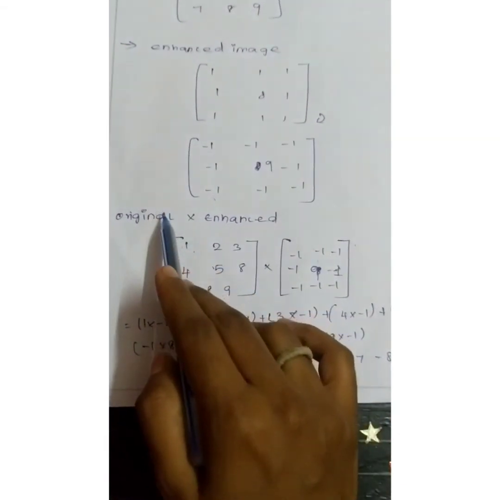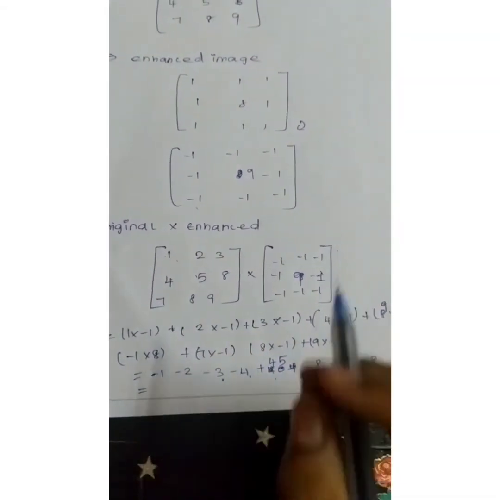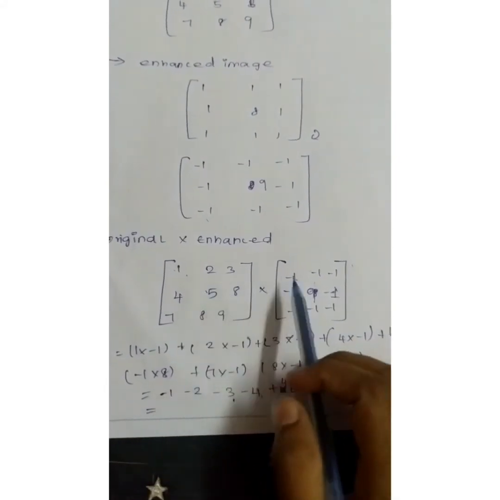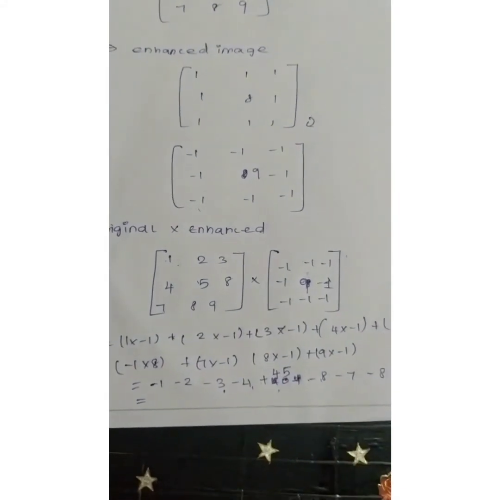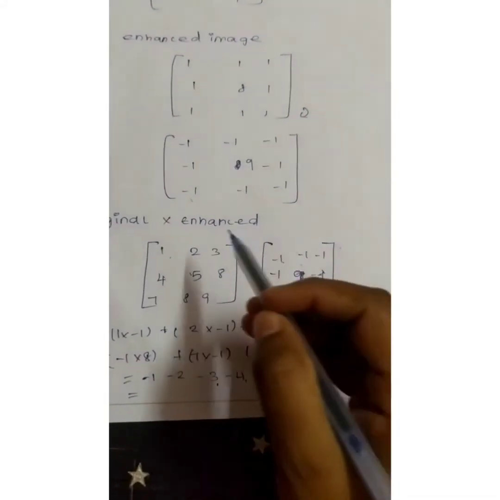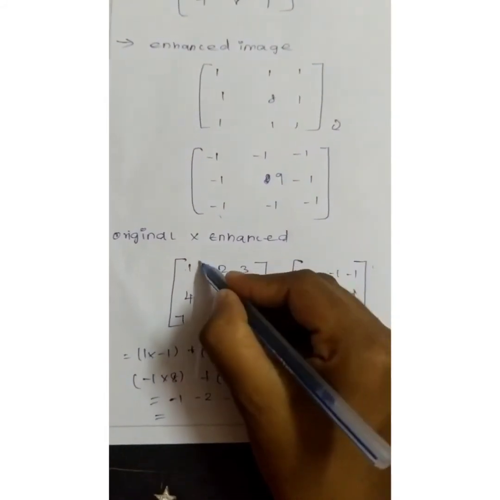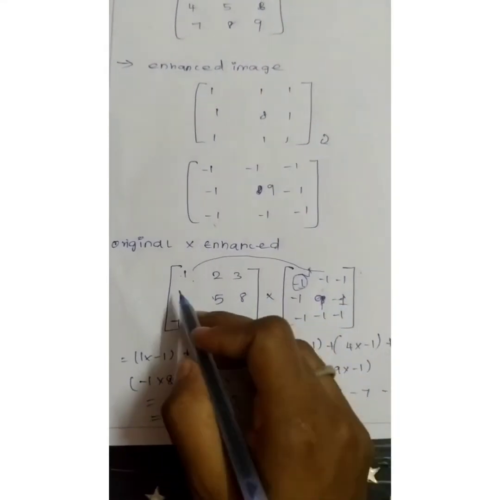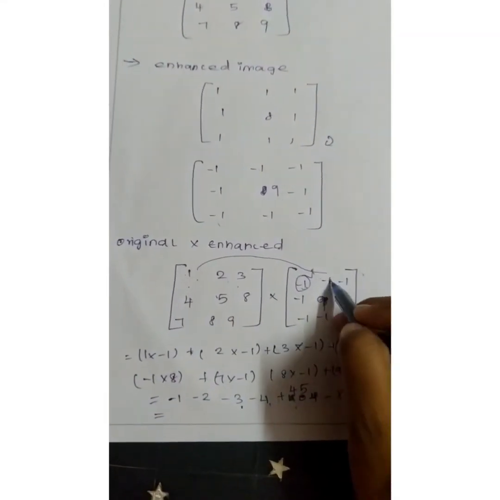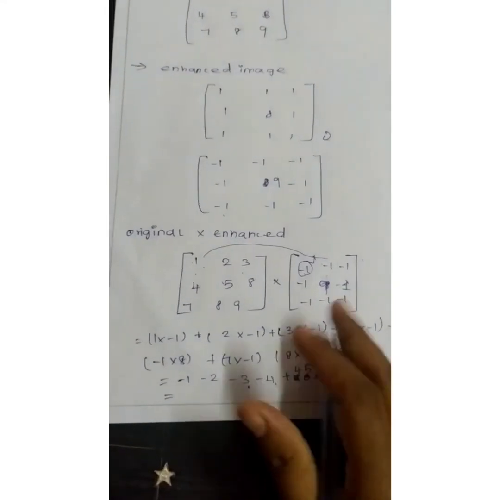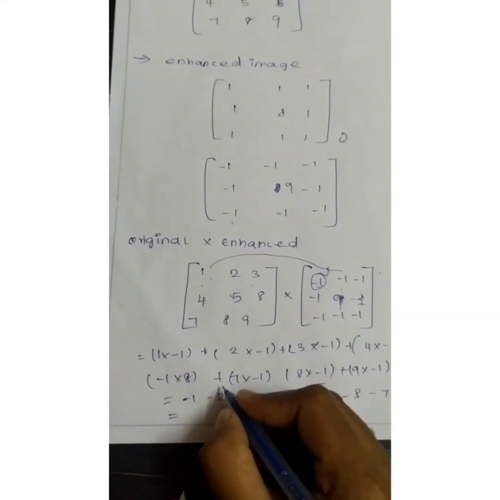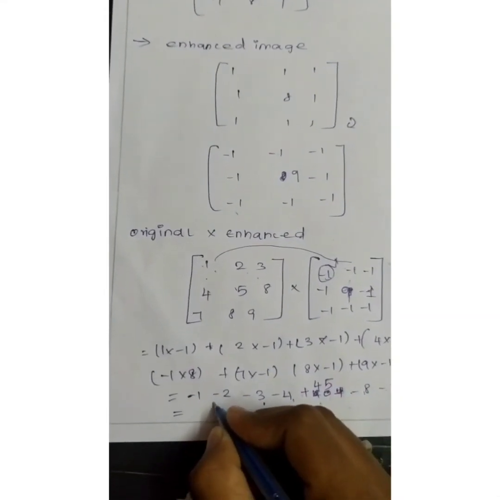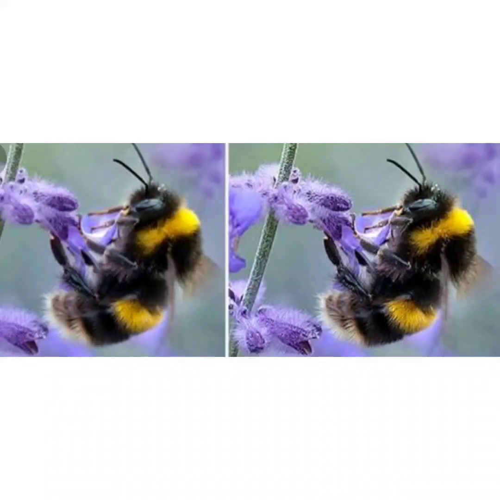We multiply the original and the enhanced image. Here we cannot use matrix multiplication; we just use element-wise multiplication. 1 should be multiplied with minus 1. Likewise, 2 should be multiplied with minus 1, and finally the answer should be 9. This is the example for a sharpening filter using the Photoshop application.